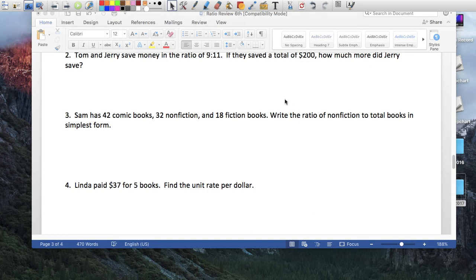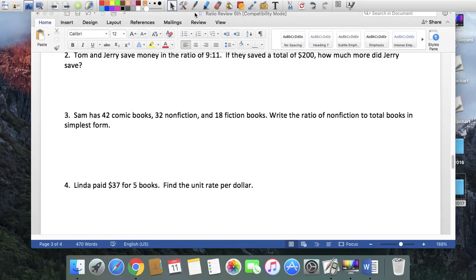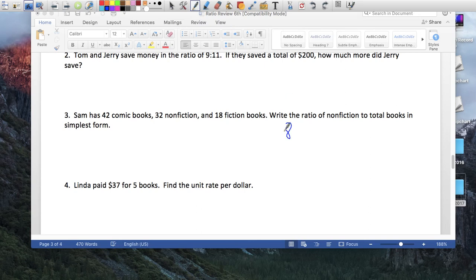Number three, it's going to be 8 out of 23. Okay, and hopefully you fixed this and instead of dollar, you made it per book. Find the unit rate per book. So 37, it's going to be $7.40 per book.